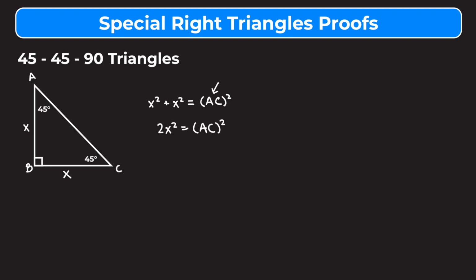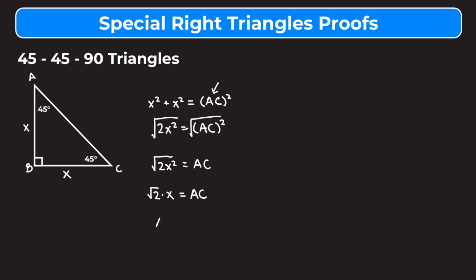And now we want to get rid of the squared on the right side of our equation, so AC is by itself. So what we're going to do is take the square root of both sides. We are going to square root the right side of our equation, and we're going to square root the left side of our equation. And on the left, we're going to have the square root of 2x squared, which we'll simplify in a second. And on the right, the square root and the squared cancel each other out. So we're left with AC, which is what we want. And then we can further simplify the left a little bit. So the square root of 2 can't be simplified, so it's just the square root of 2 times the square root of x squared, which is just x.